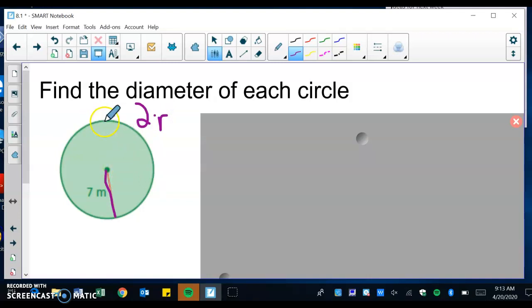Because what diameter is, if I draw a line right by it, it goes from the center to the other side. We only have one side to the center, so we have to get this other side right here. So we have to double it, because this is what we call a radius. So this is going to be 2 times 7, which means that whole diameter is 14 meters.